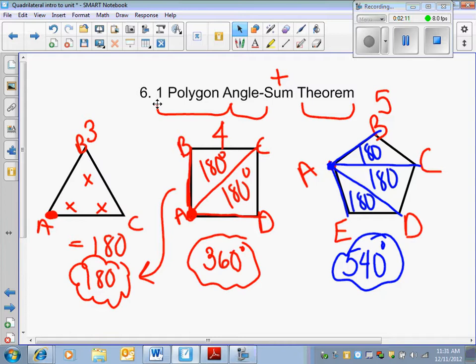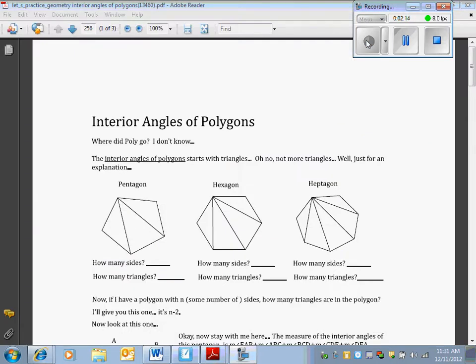So this is what we do. All right, let's take a look at it here. It says interior angles of polygons. This is a five-sided figure. It's called a pentagon. Five sides. How many triangles do we see? Three. How many sides does a hexagon have? Six. How many triangles? Four. This is a heptagon. Seven sides, five triangles.